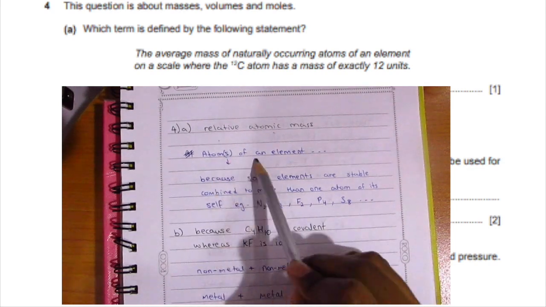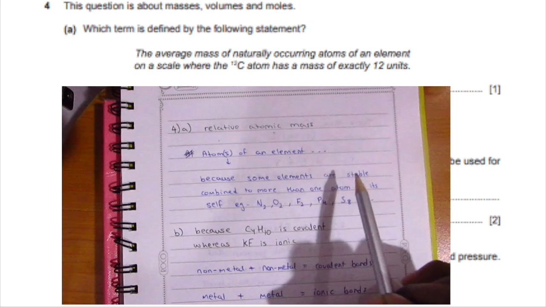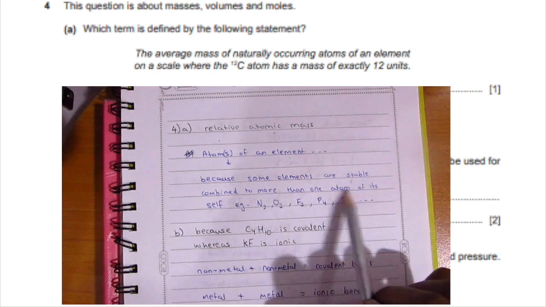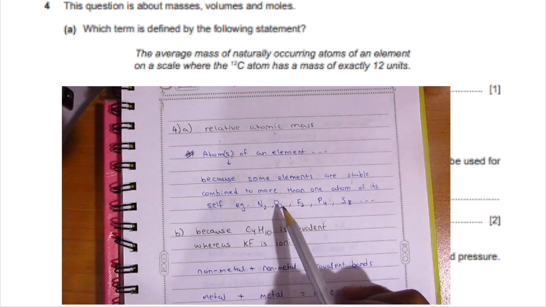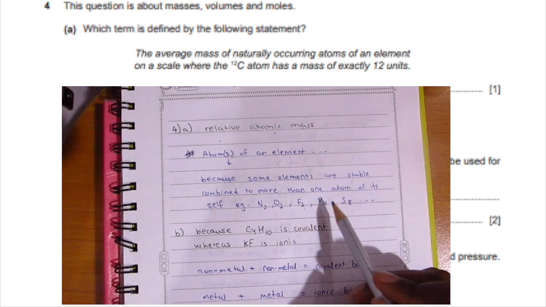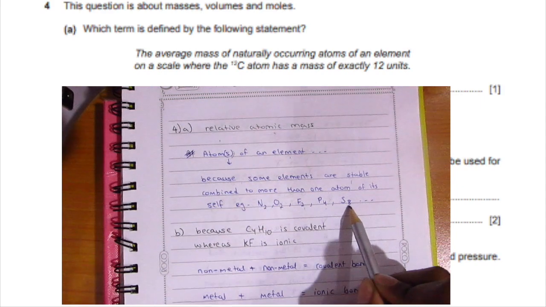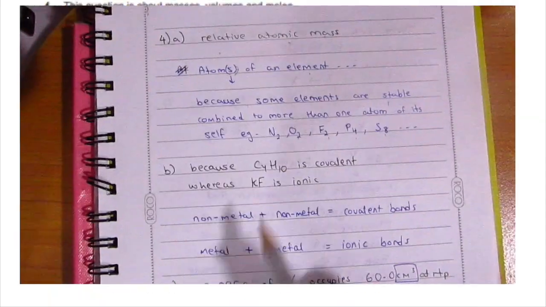Atoms of an element. So the only reason they put an S there is because some elements are stable when combined to more than one atom. For example, hydrogen and nitrogen, oxygen, fluorine, phosphorus, sulfur, and so on.